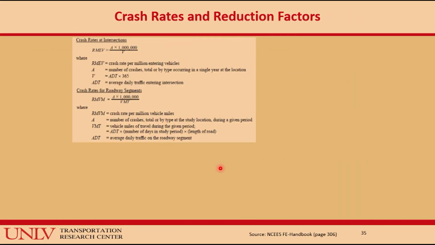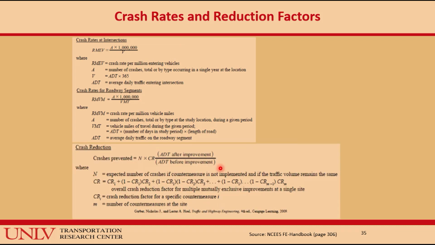So let me go. So here's what I had told you previously, the crash rates at intersections based upon million entering vehicles and roadway segments is per VMT. How do we apply that to the crash reduction? Please follow me on the screen. The crashes prevented were the number of expected crashes if the countermeasure was not implemented. So all the multiplication on the right side will be 1, right, before and after will be exactly the same. But now if we implement a countermeasure, the crash reduction factor is CR, and the ADT after improvement and ADT before improvement, we want to account for is there a change in traffic volumes also. So that will be it.